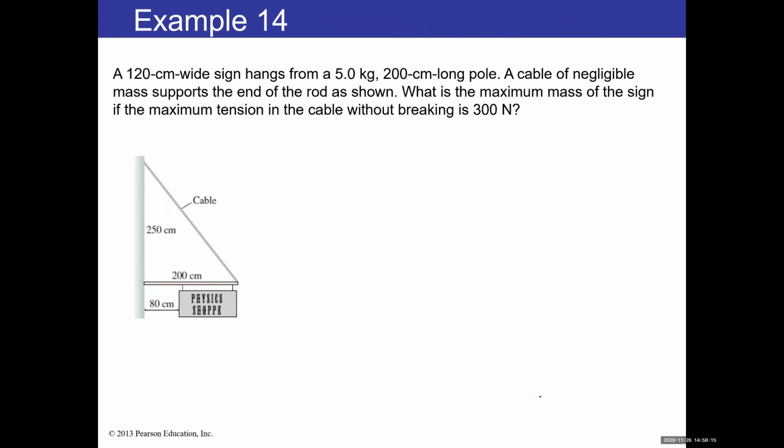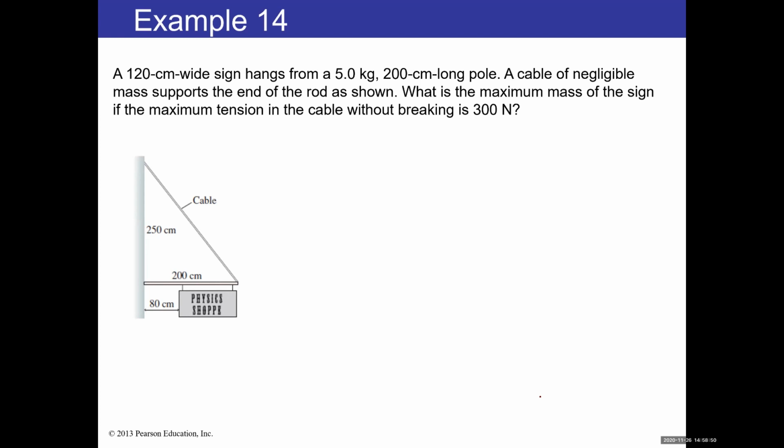Here we have a 120 centimeter wide sign hanging from a 5 kilogram, 200 centimeter long pole. A cable of negligible mass supports the end of the rod as shown. What is the maximum mass of the sign if the maximum tension in the cable without breaking is 300 newtons? Some of the important things in this type of problem is to identify your object of interest. That means which one is your object and what are the forces acting on this object.